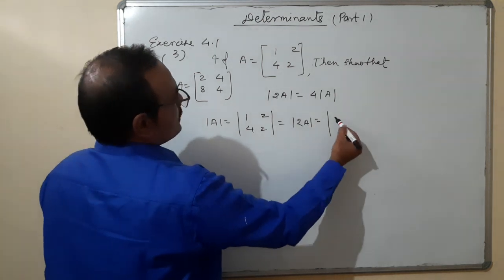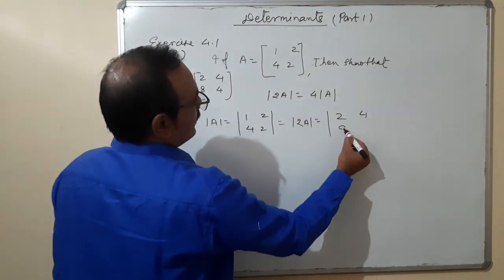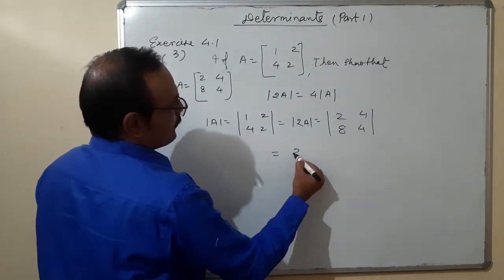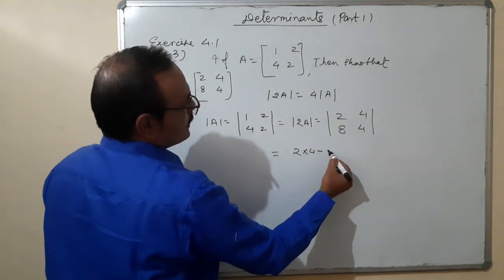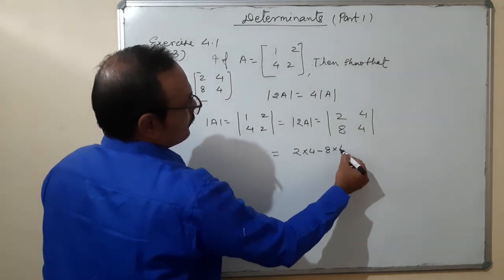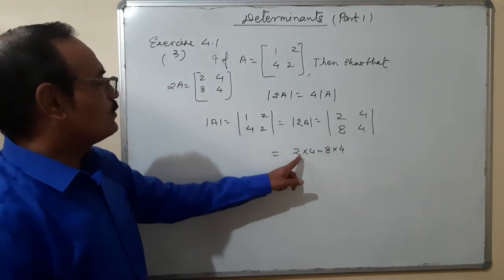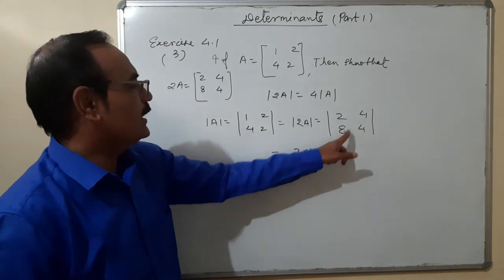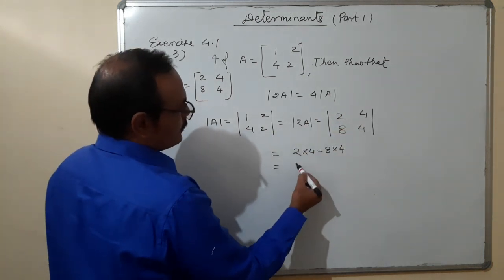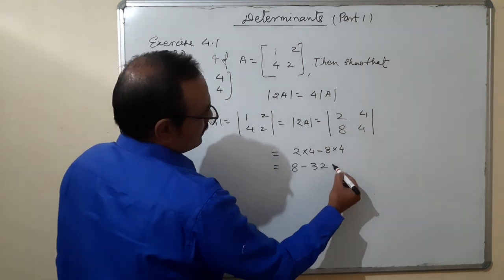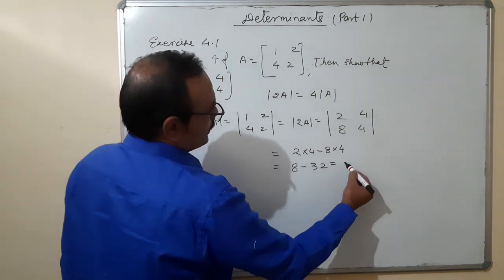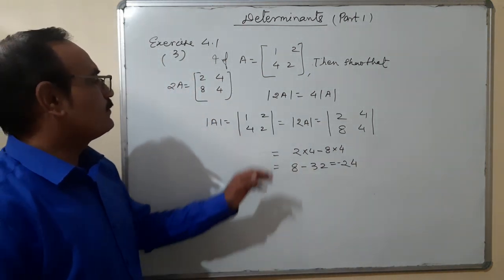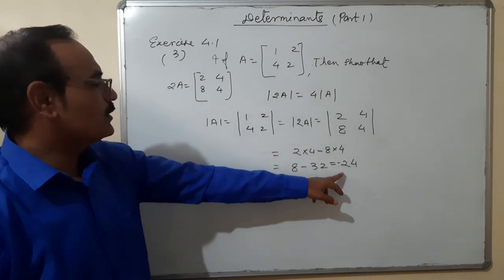This is what is coming here: 2, 4, 8, 4. And how to find its value? 2 multiplied by 4 minus 8 multiplied by 4. So it is coming 8 minus 32. It is coming 24 with minus sign. Okay. So that means the value of 2A is equal to minus 24.